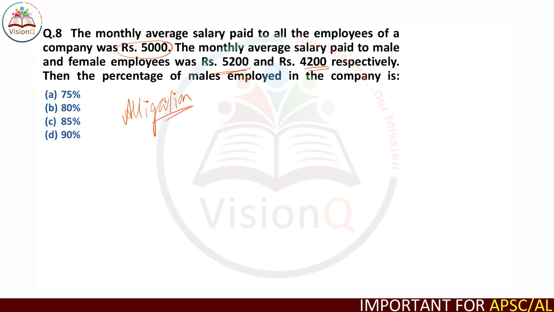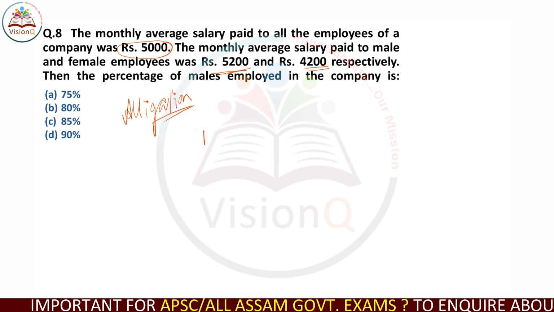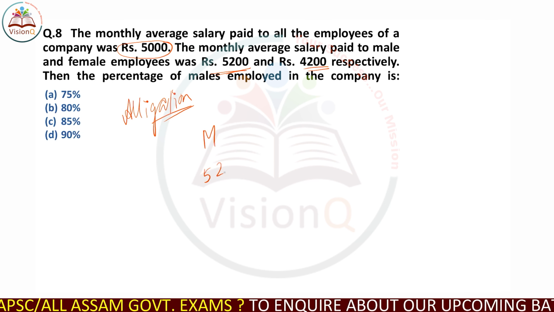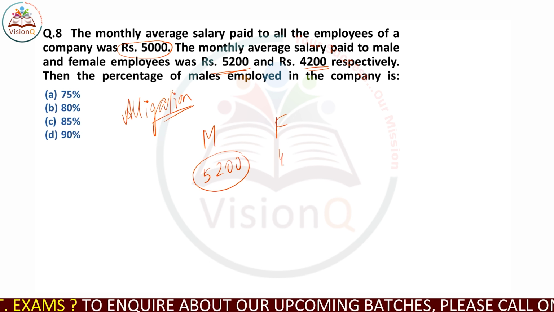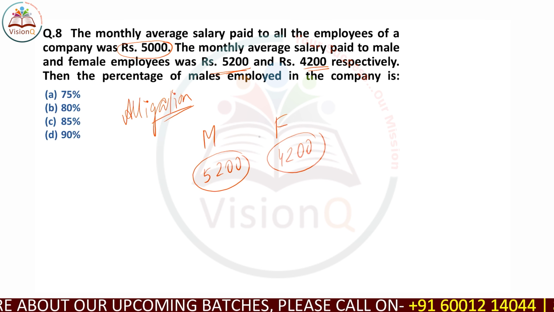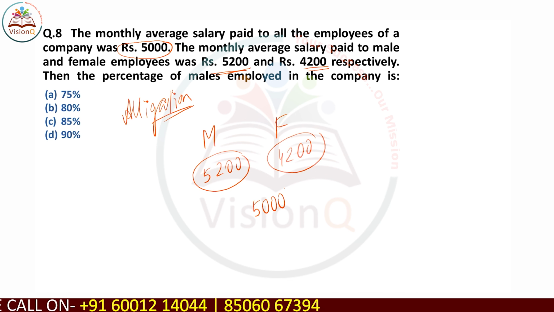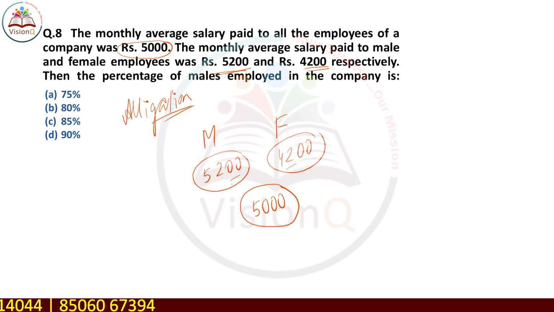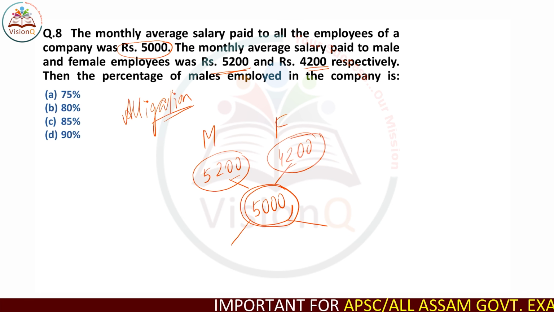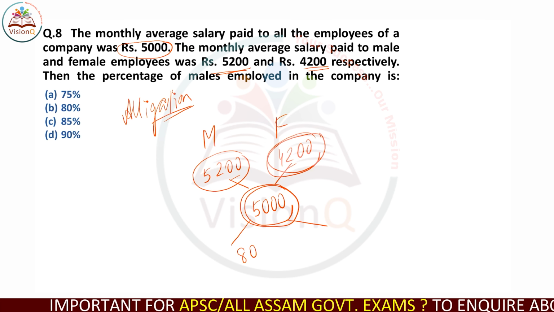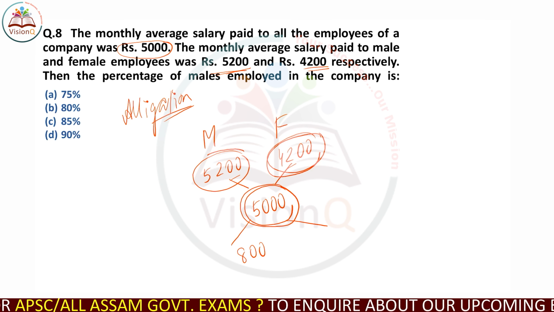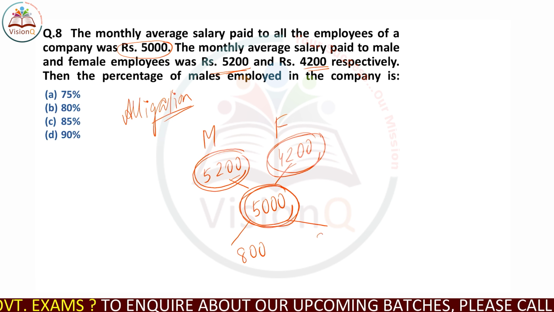Whenever you are given total average, average of male and average of female. So, average of male is 5,200. And the average of female is 4,200. Total average of all the employees, that is of male and female together, is 5,000. So this value will always come between these two numbers. Now just subtract these two numbers. Out of 5,000 and 4,200, 5,000 is larger. So 5,000 minus 4,200. The difference would be written here, which is 800. And 5,200 minus 5,000 will be 200.